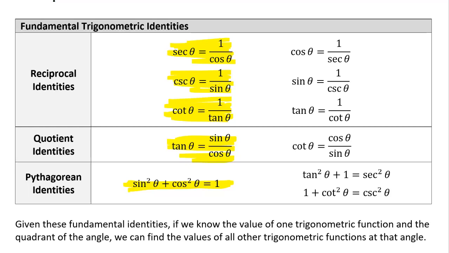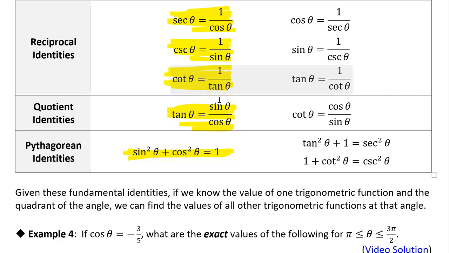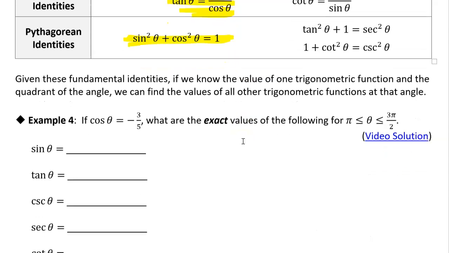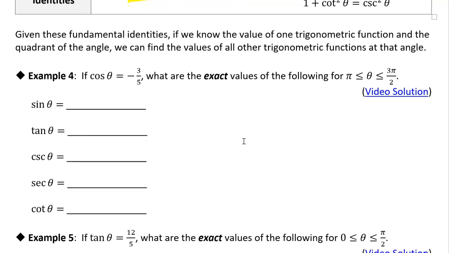Given these fundamental identities, if we know one trigonometric function and the quadrant that the angle is in, we can find all of the other trigonometric functions at that angle. We did something like this in the last section, where we were given cosine and we were just asked to find sine. But if you've got cosine and sine, then you can find all 6 of the trig functions, because they're all related to each other.